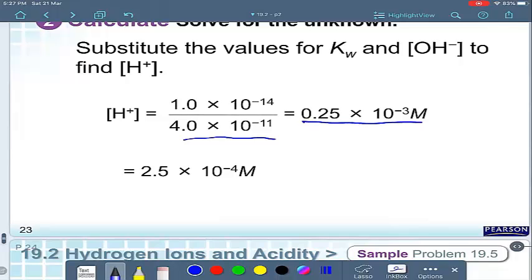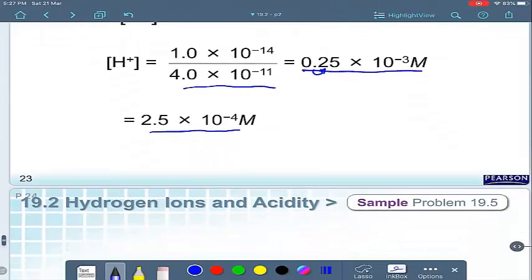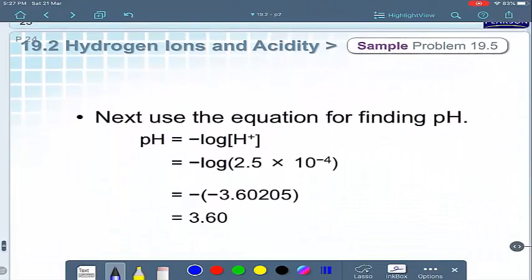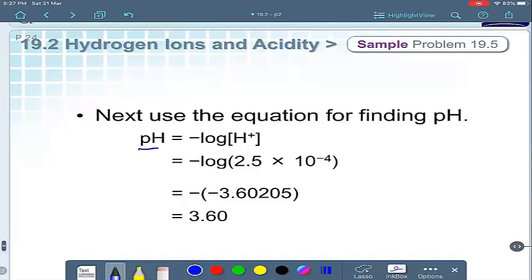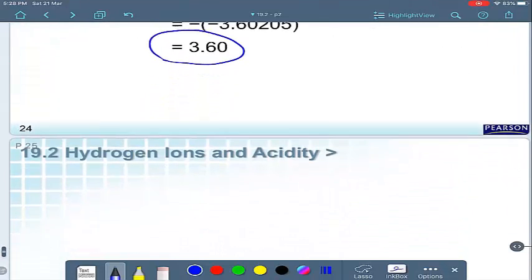Then from this value, we move the decimal to make it scientific notation. Then from this H+, you get the pH easily. pH is equal to negative log H+. You got H+, so you can calculate pH easily, and the value will be 3.60.